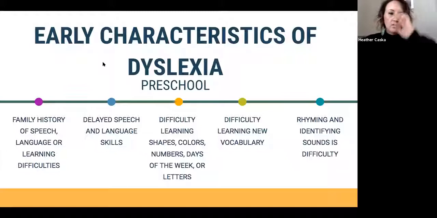Something I really like to point out when I am talking to other SLPs and parents is that if you look at these early characteristics, these are those early preschoolers that are getting referred for speech and language. So this is where our role as a speech language pathologist is really important in helping with early identification, because most of those early characteristics are early speech and language difficulties.